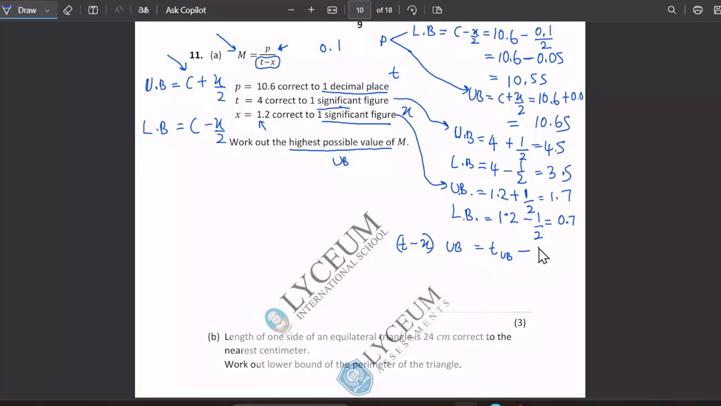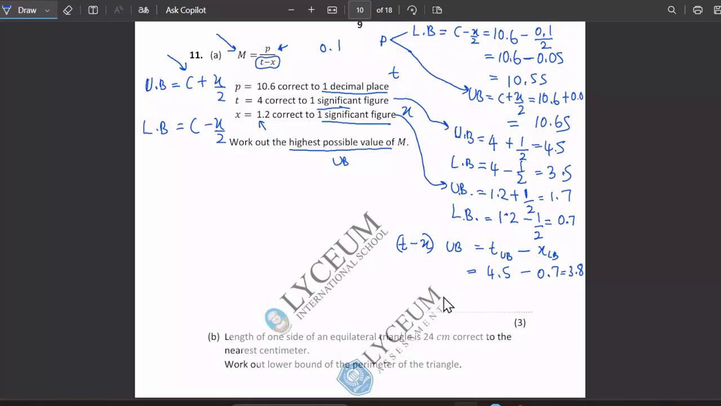So upper bound of t is 4.5 minus lower bound of x is 0.7. So then we get the answer as 3.8.